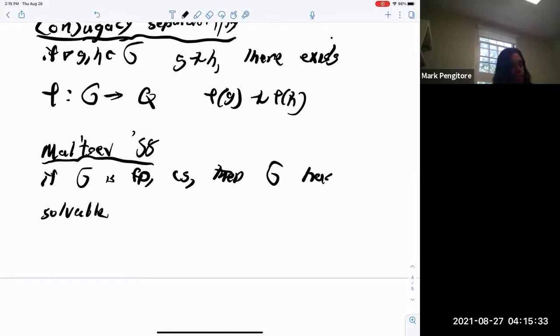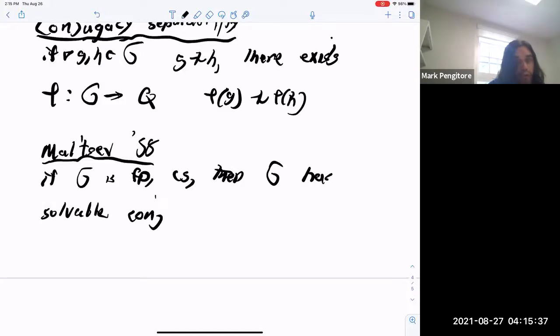Now, this is actually a generalization of residual finiteness, because if your group is conjugacy separable, then all central elements are distinguished, because they are their own conjugacy class. That includes the identity element, meaning that you can separate every element from the identity element using a finite quotient. Therefore, you're residually finite.